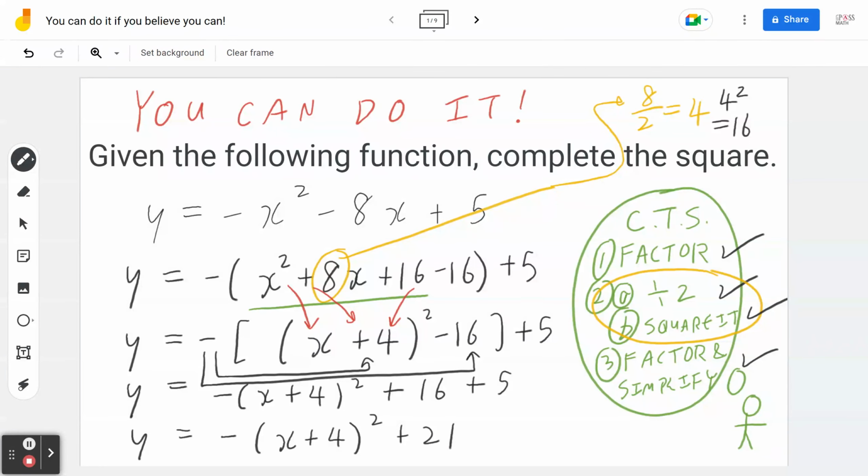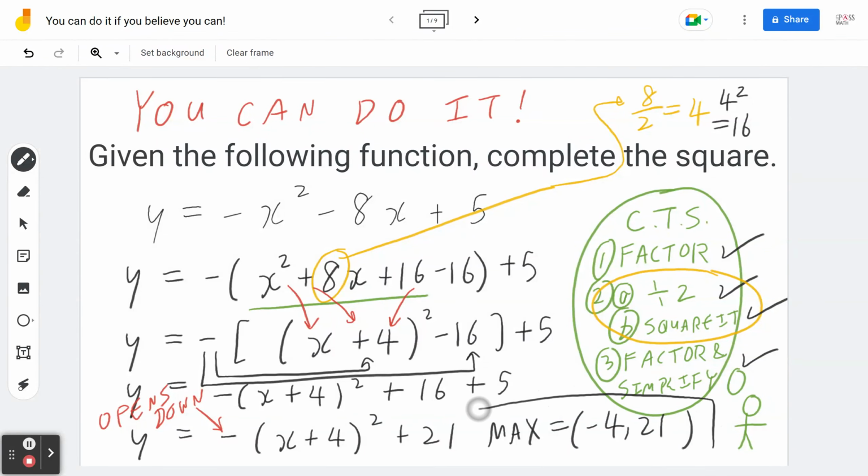What does that really mean? You look at the leading coefficient. It's a negative sign. This means it's going to open down. If it opens down, it means it's going to be a maximum. And that's the vertex, by the way. And the maximum is going to be negative 4 and 21.